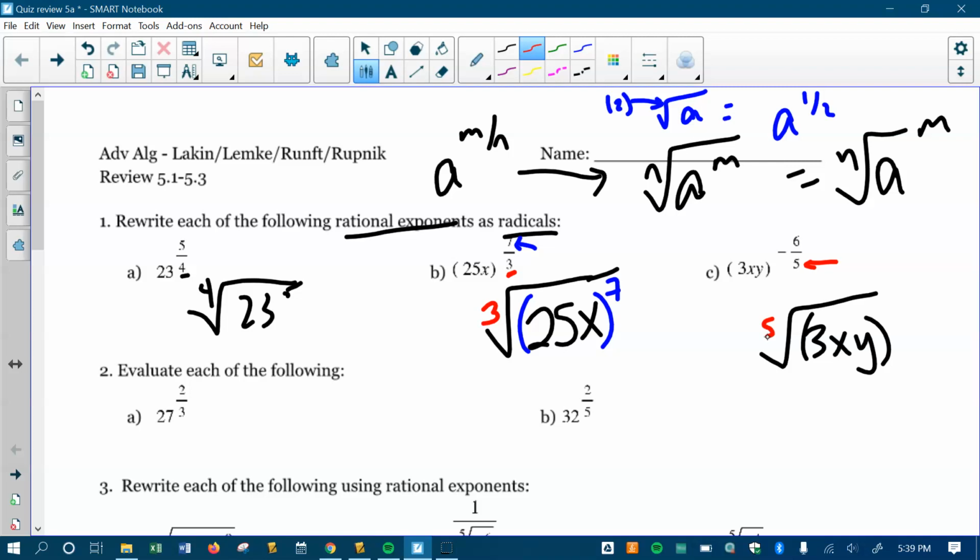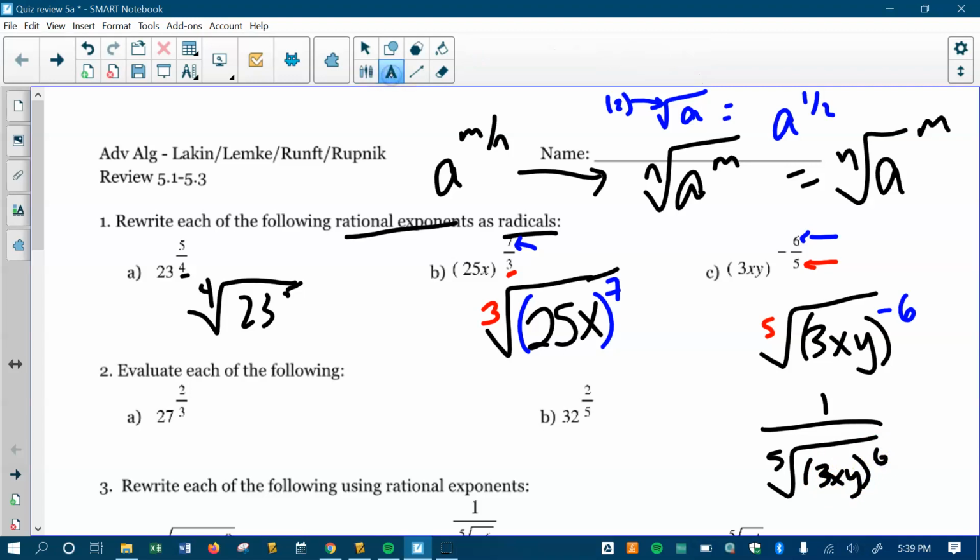two ways we could do this. And the -6 is going to be going right here. -6. Now, this is one way to write this. Another way to write this, even though it doesn't entirely ask for it, it could be 1 over 5 root parentheses 3xy to the 6. The reason we're allowed to do that is because, please keep in mind, negative exponents imply reciprocals.